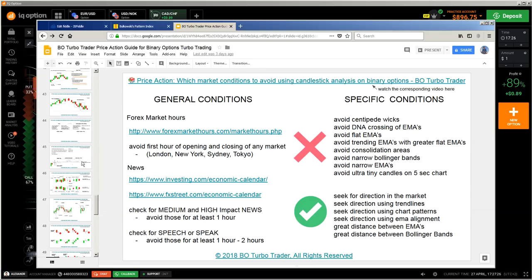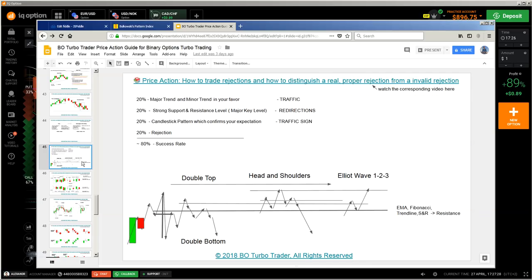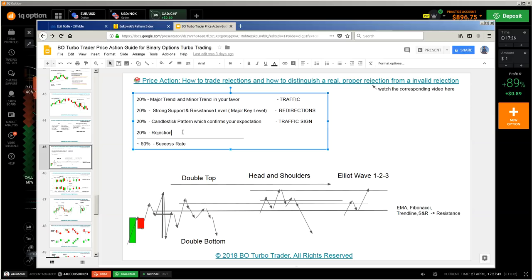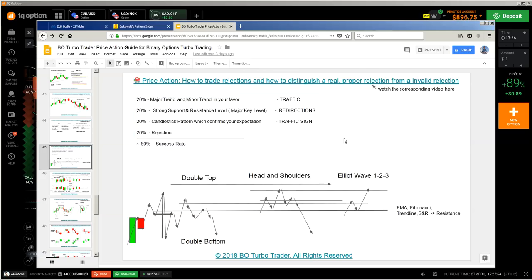Let me show you this one here. The most important rules are: the trend, the key level, the candlestick pattern, and the rejection. And I cannot tell you how often. The rejection is the minor part. It's a plus, but it's not the main concept. The main concept is those three things together, because they give you already more than 50%. Above 50% is better than flipping a coin.